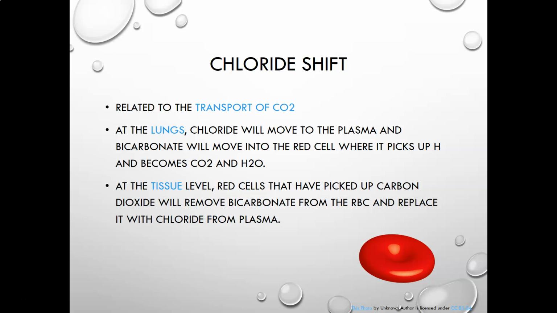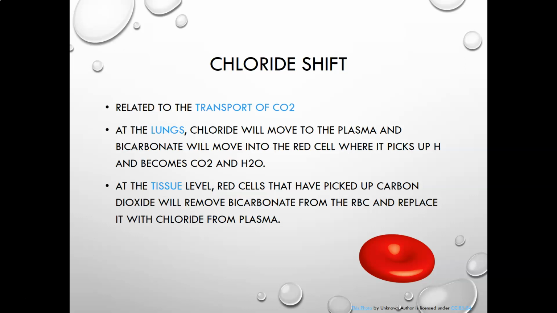It is related to the transport of CO2. So in the lungs, chloride is going to move to the plasma, and bicarb will move into the red cell. So chloride and bicarb swap places. So bicarb goes back into the red cell where it picks up the hydrogen ion that's hanging out over there with hemoglobin, and combines with hydrogen ion, it becomes CO2 and water, and then CO2 can cross the membrane of the red cell and be exhaled into the lungs.